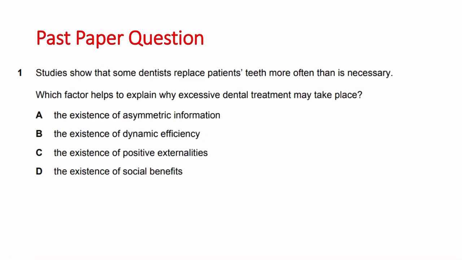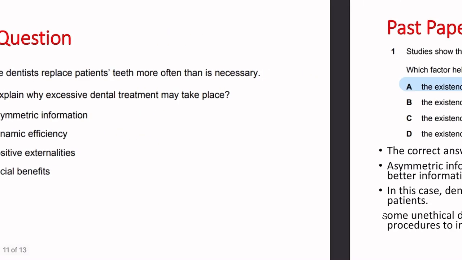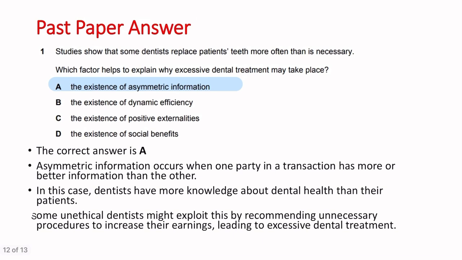Okay, time is up. The correct answer for this question is A, the existence of asymmetric information. This is because asymmetric information occurs when one party in a transaction has more or better information than the other. In this case, dentists have more knowledge about dental health than their patients. Some unethical dentists might exploit this by recommending unnecessary procedures to increase their earnings, leading to excessive dental treatment.